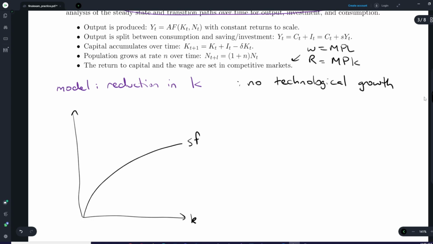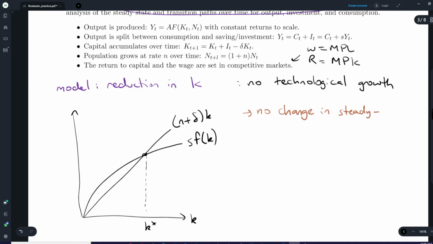Here's my savings curve, s f(k). Here's my depreciation curve, (n plus delta) k. Here's my steady state, k star, right? So the key here is that there's no disruption to the steady state. No change in steady state because no parameters have changed. The fundamental economic forces in the model, the savings rate, the population growth rate, et cetera, are all constant. None of them are changing. All that's happening is a change in the level of K.